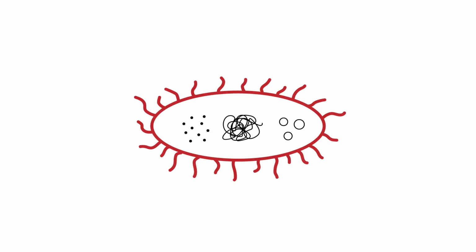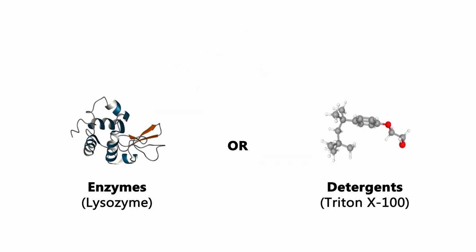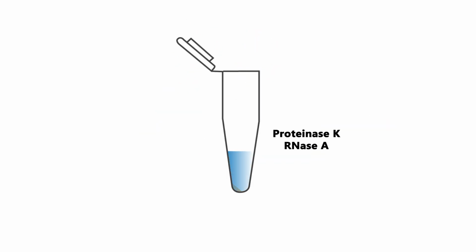Assuming you wish to amplify the DNA of an unknown bacteria, you first need to extract and purify the DNA from the organism. The first step is cell lysis. Lysis is the disruption of the cell membrane, often done by enzymes or detergents. Proteinase K and RNase A are often added in the lysis step.